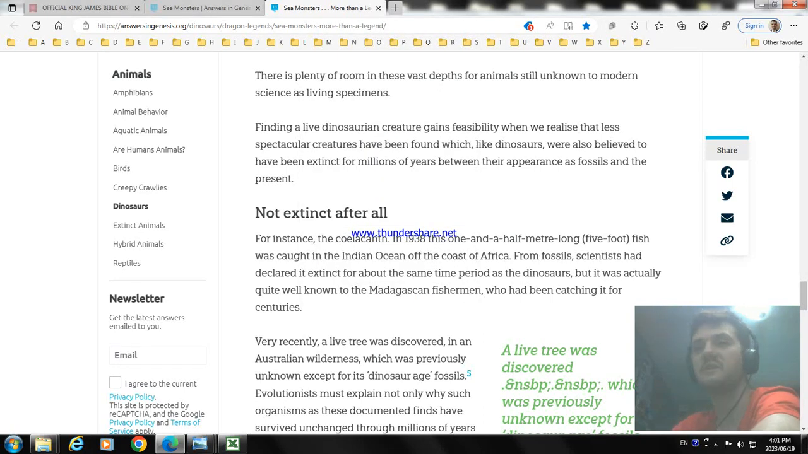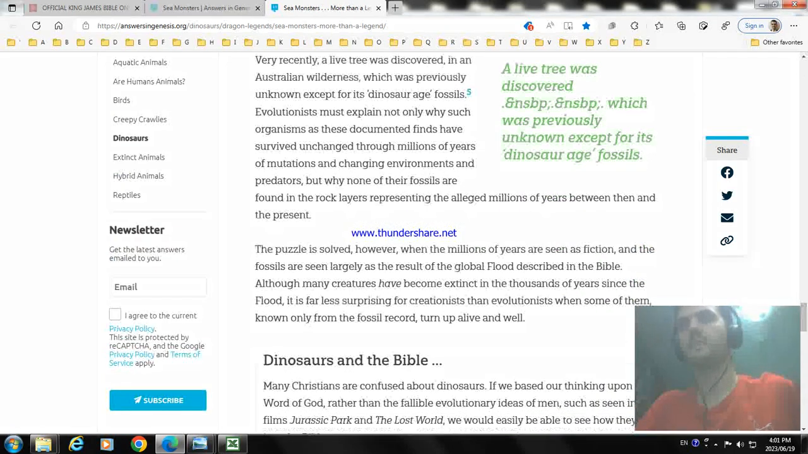A very interesting tree was discovered in the Australian wilderness that was previously unknown and only expected from dinosaur-age fossils. Evolution must explain not only why such organisms have been documented, but why they have not changed through the millions of years. The fossils are alleged to be separated by millions of years between them and the present. The fossil record is, however, no problem when the millions of years are dropped.